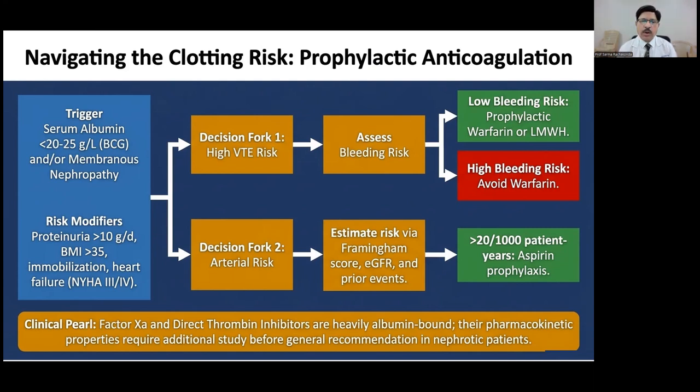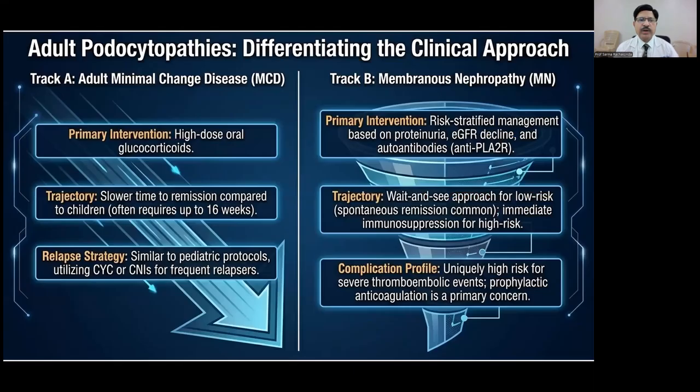So much so, don't use factor 10A inhibitors or direct thrombin inhibitors in these cases of nephrotic syndrome because these two drugs are albumin bound. Next one, adult podocytopathies, differentiating the clinical approach. How do you do it? Track A and track B. What is track A? Adult minimal change disease. Track B, membranous nephropathy. In membranous nephropathy, the basement membrane is affected.